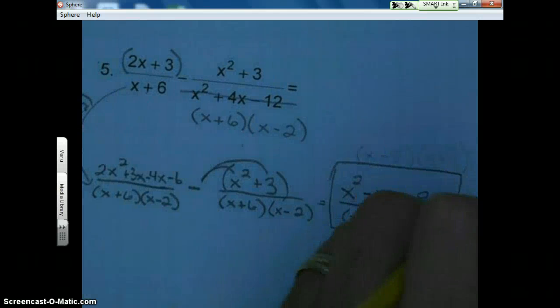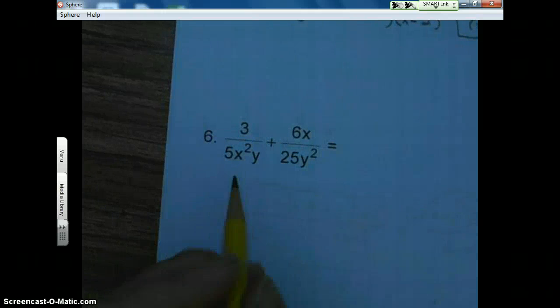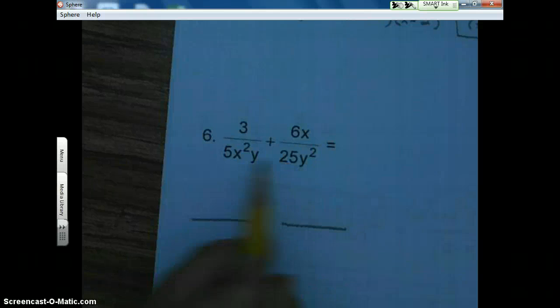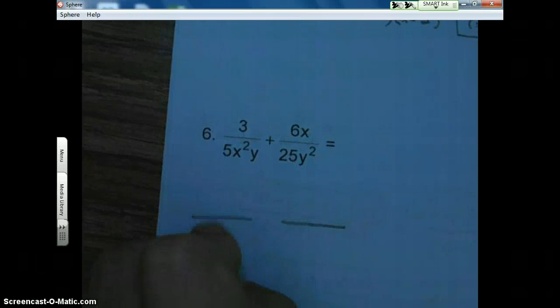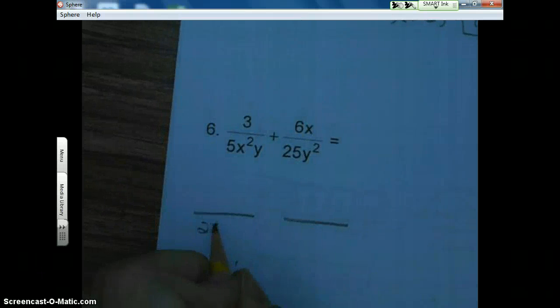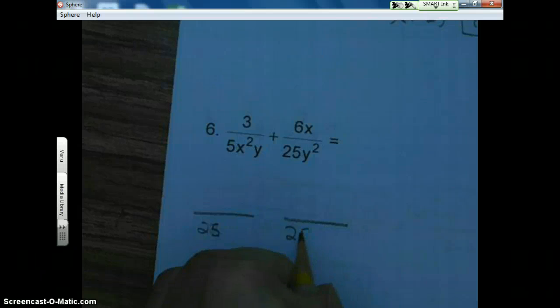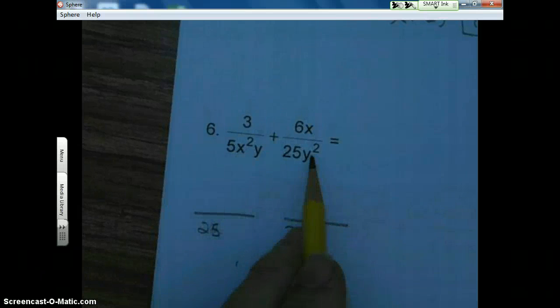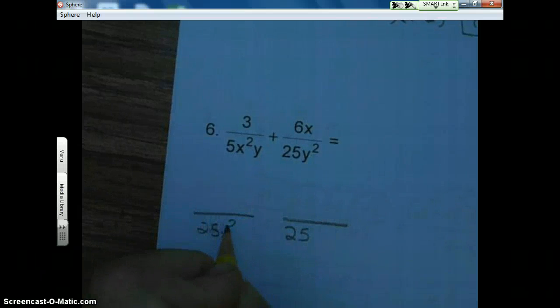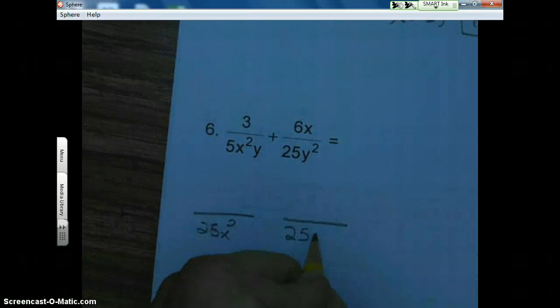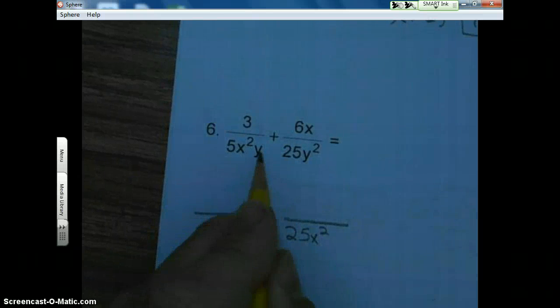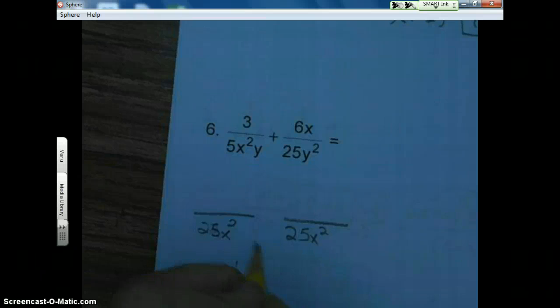Lost my mind. Okay, time's about running out. But notice, on the bottom, what do 5 and 25 go into evenly? That's right, not 22. I'm in a rush. X squared here needs an x squared. Y and y squared, we go with the bigger one.